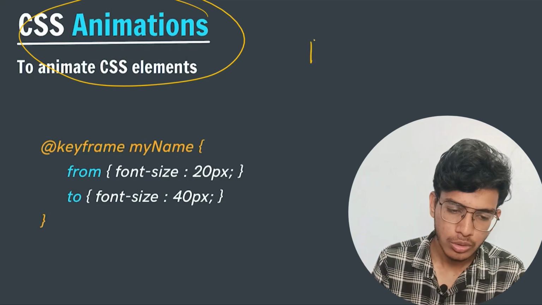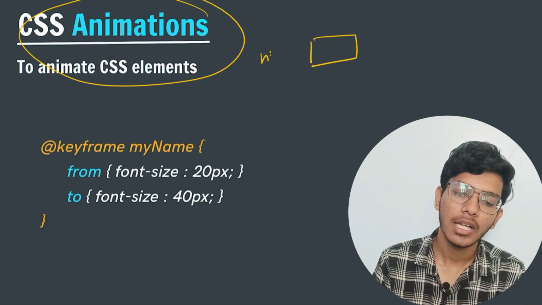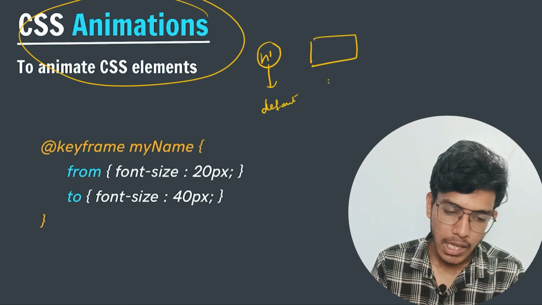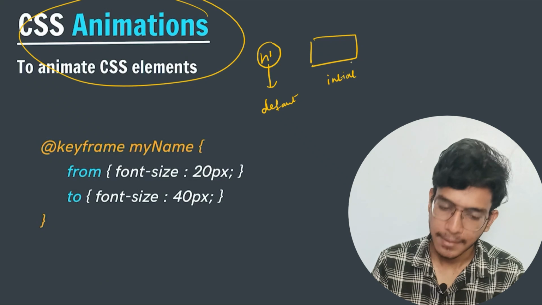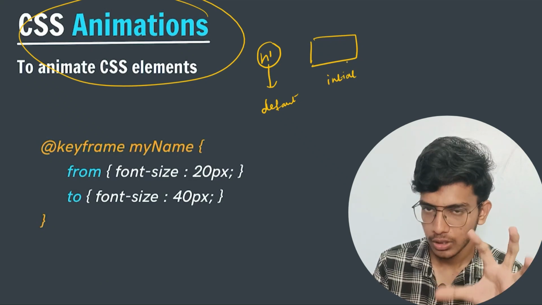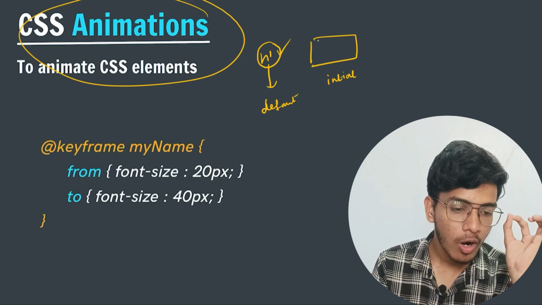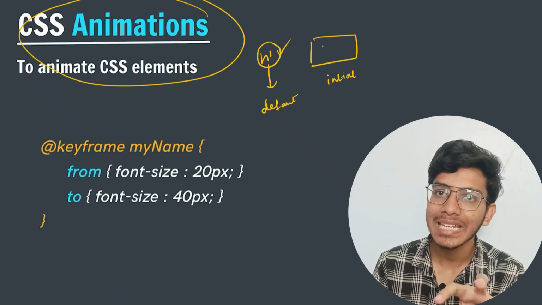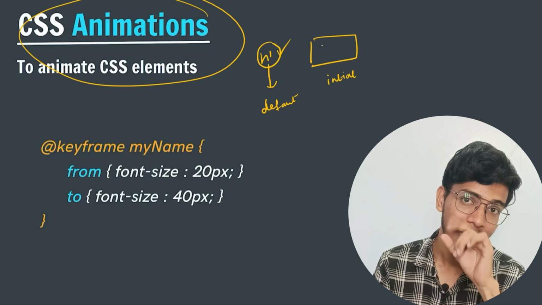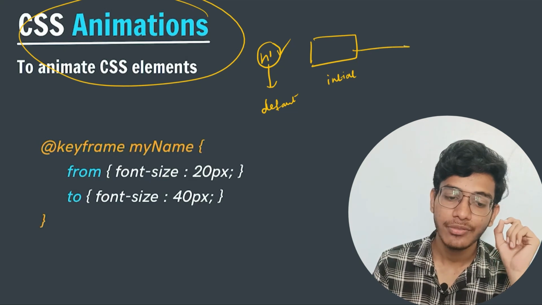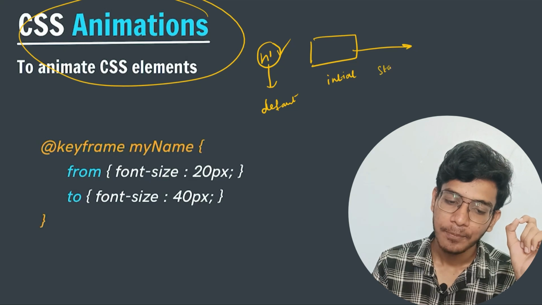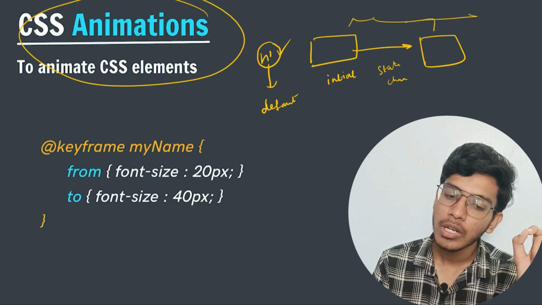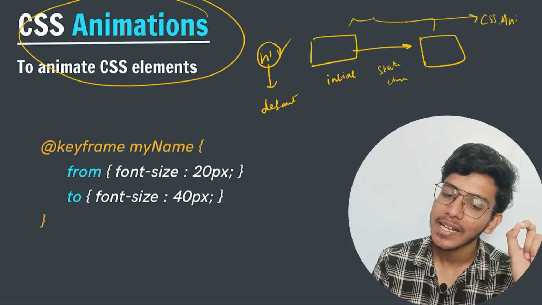Animations are used to change the state. Let's say I'm creating an h1 tag, and by default it will have an initial state. Now whenever an action gets performed on this h1 tag, I want to change the state of this particular tag. How can I do it? I can do it using the concept of animations. If I want to change the state of a particular element like this h1 tag, then we will use the CSS animation concept.